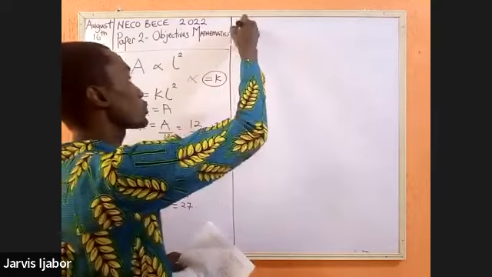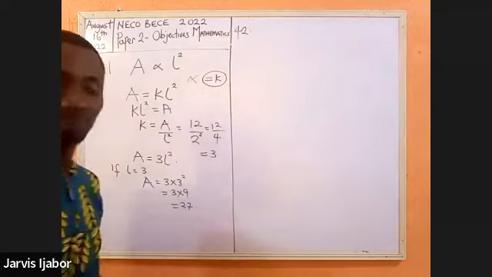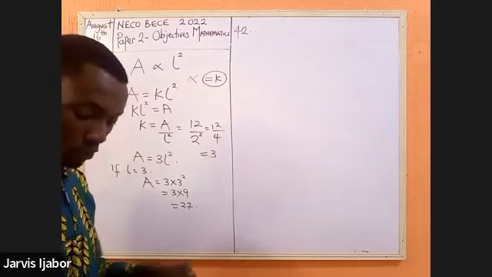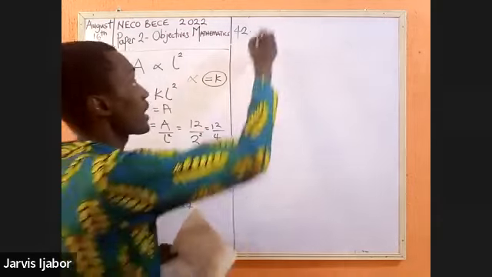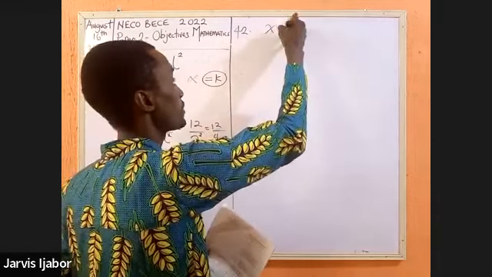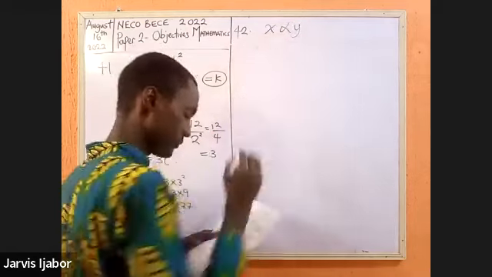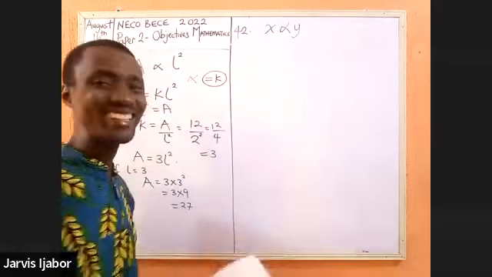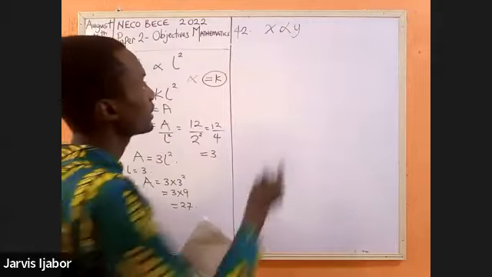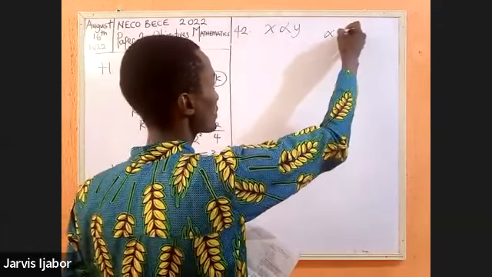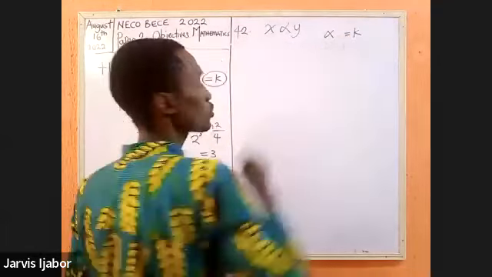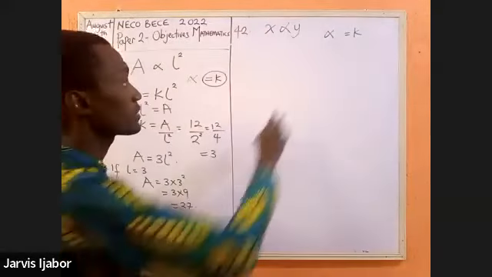And in question 42, we also have variation, which makes it the fourth question now. It says X varies as Y. Now, it says we should find K. Remember, once again, you replace this sign with what? Equal to K. You replace this sign with equals to K.